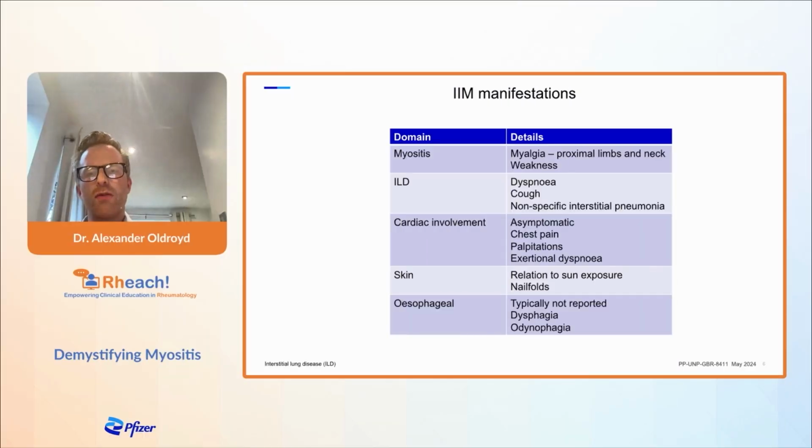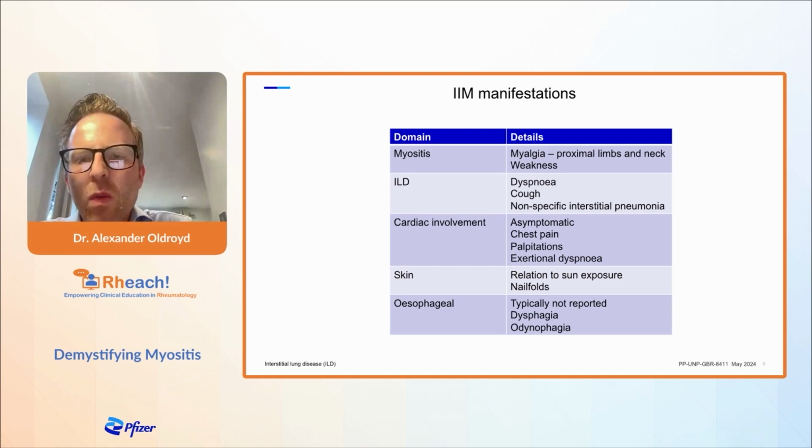Now, moving on to the different IIM manifestations, which I briefly covered earlier. On the left, where I've put domain, you can see the different manifestations: myositis, interstitial lung disease (ILD), cardiac involvement, skin involvement, and esophageal involvement as well. Now, what symptoms can these lead to? Well, these can lead to many, many different symptoms. This means that our patients may present to many different doctors.